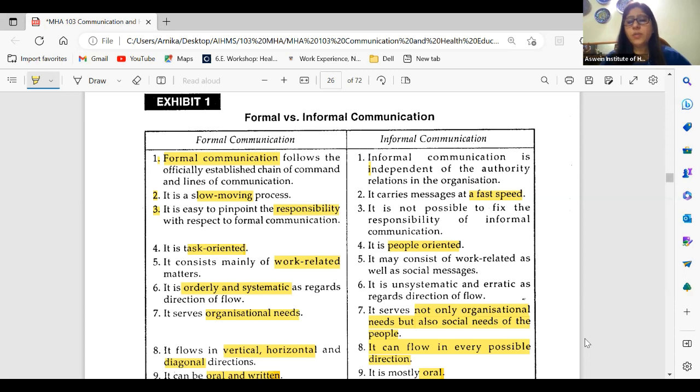So now about the needs. Formal communication serves the organization's needs. Okay, it adheres to the objectives, schedules and functioning of the organization. Whereas informal communication is about people's needs or social needs. So it never reflects any organizational need.